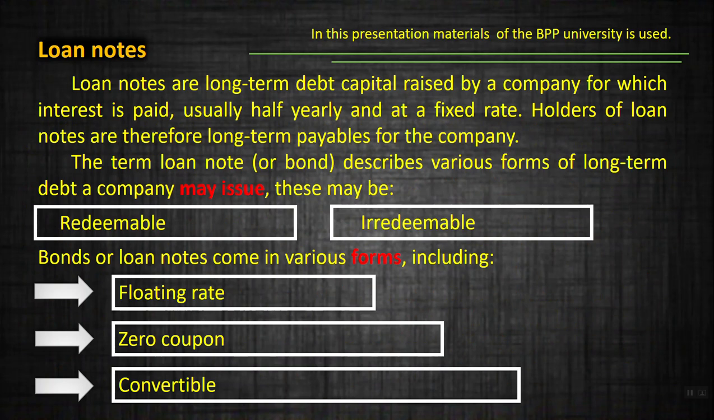Loan notes are long-term debt capitalized by a company for which interest is paid, usually half yearly and at a fixed rate. Holders of loan notes are therefore long-term payables for the company. The term loan note or bond describes various forms of long-term debt a company may issue. They may be redeemable or irredeemable. Bonds or loan notes come in various forms, including floating rate, zero coupon, and convertible.